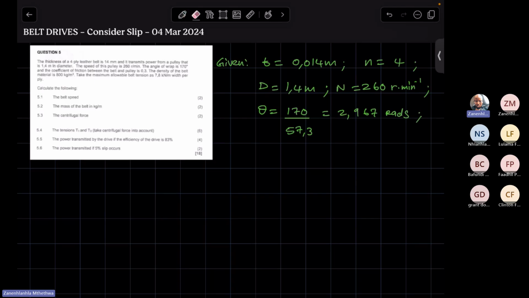Let's see what else they've given us. The coefficient of friction, mu, is 0.3.